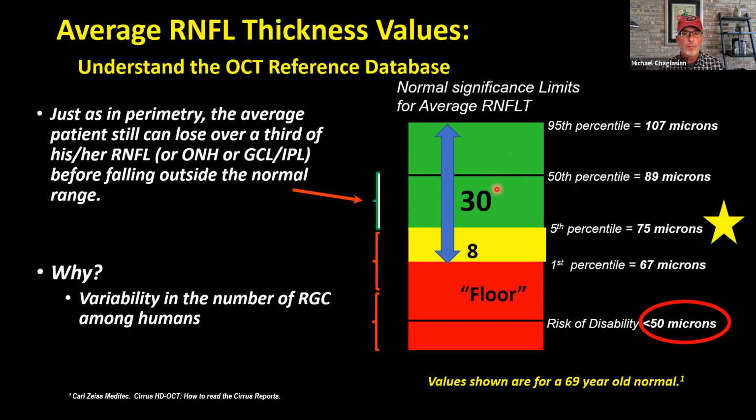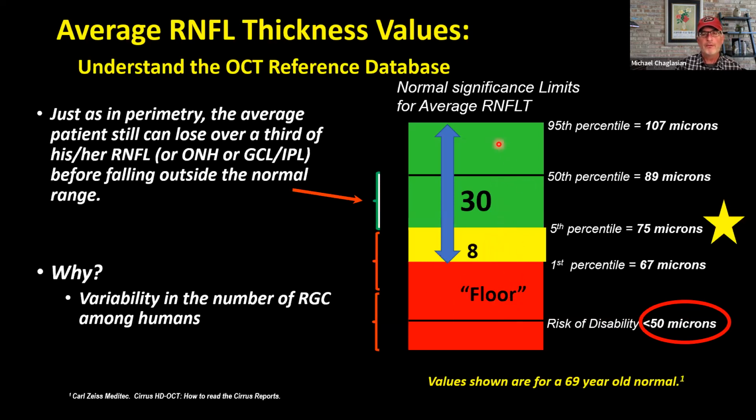And so, while people can start in the middle here and it will be normal, many people start at the top, lose RNFL all the way down before they get to the 5th percentile, where the range is only 8 microns before they get into what we call the floor, which is somewhere below 65 microns or under 60 microns, depends on the device, or actually down to 50 microns, I should say. And that's where the OCT is not going to give us any further information.